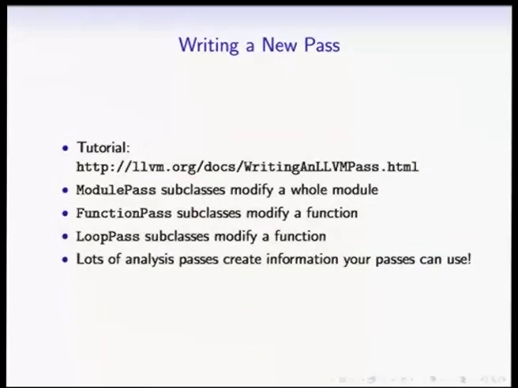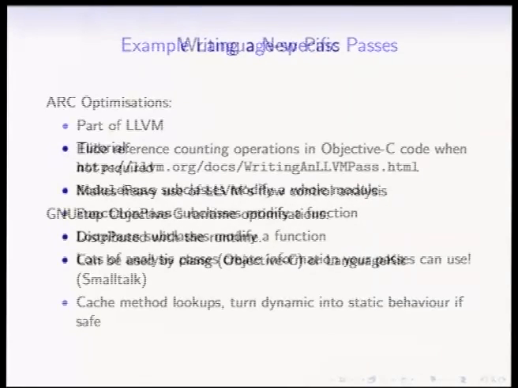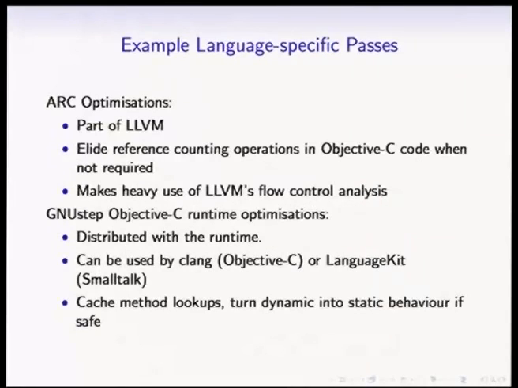like is this a loop? Is this value aliased? And there are some passes that already exist that are specific to source languages. I'm going to mainly talk about Objective-C because that's mostly what I work on.